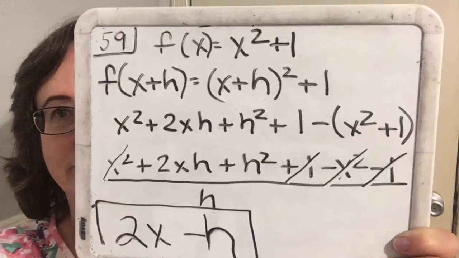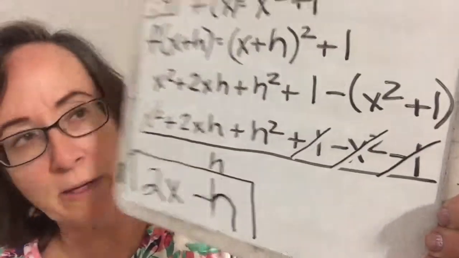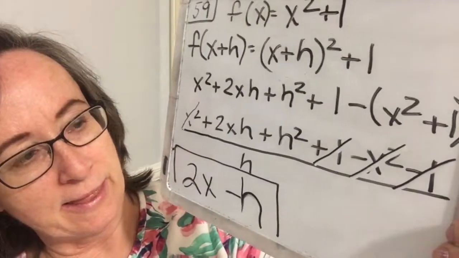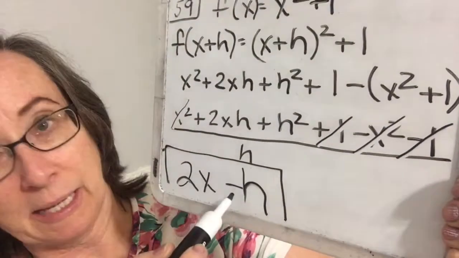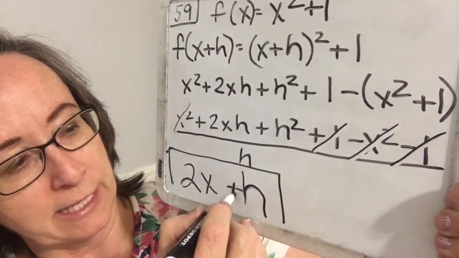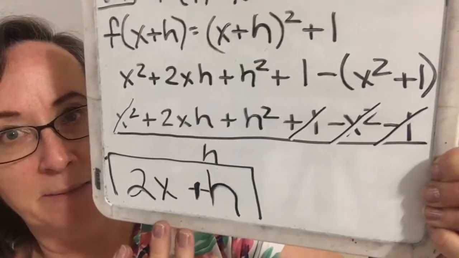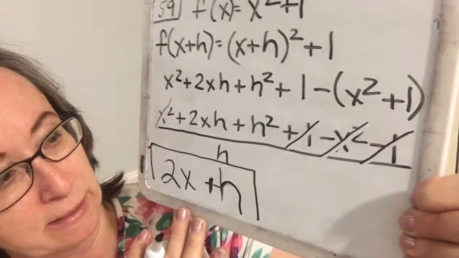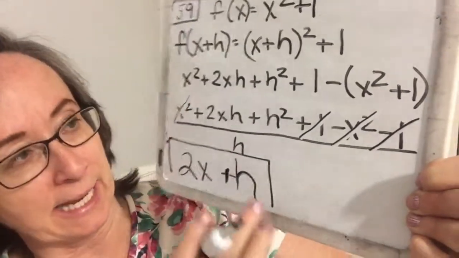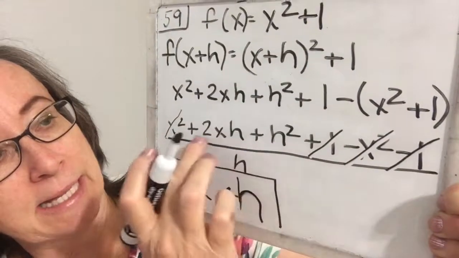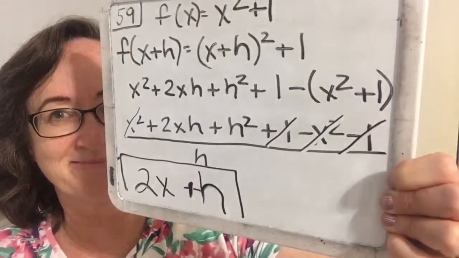Oops, I saw right before I was about to erase it that this was not a minus h, this was a plus h. Sorry about that. I'm kind of looking at it backwards in the screen. So 2x plus h, because I canceled out the h's there.